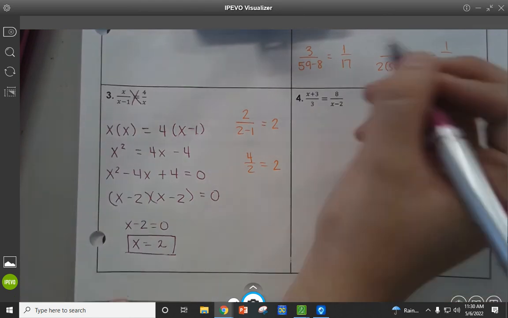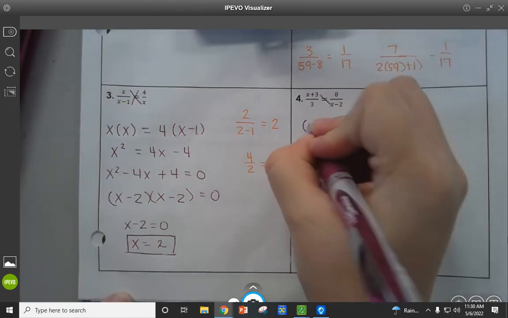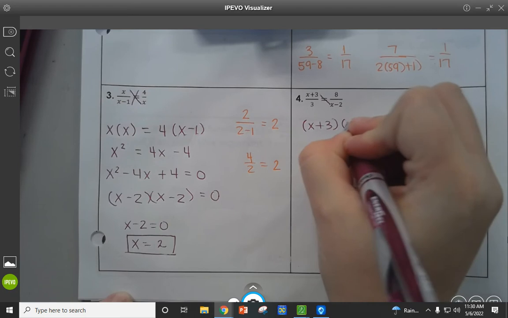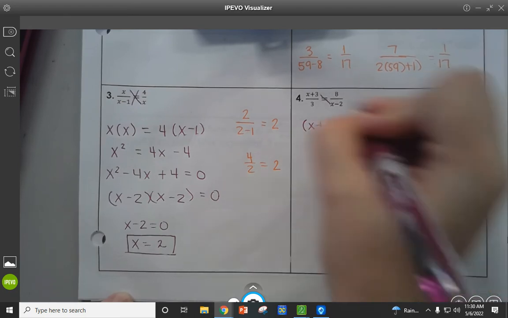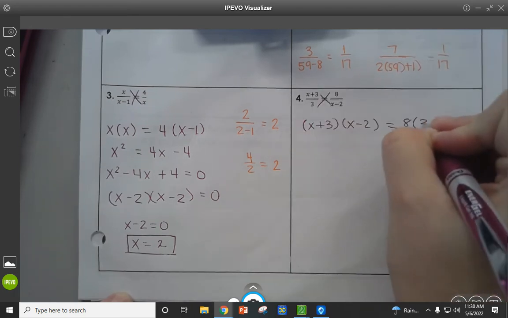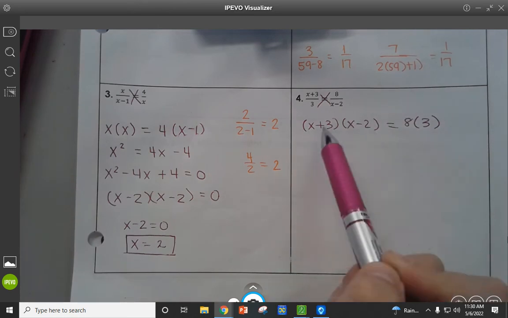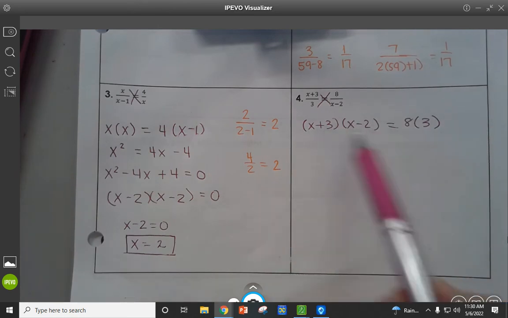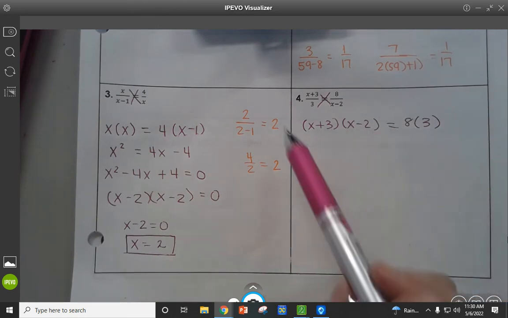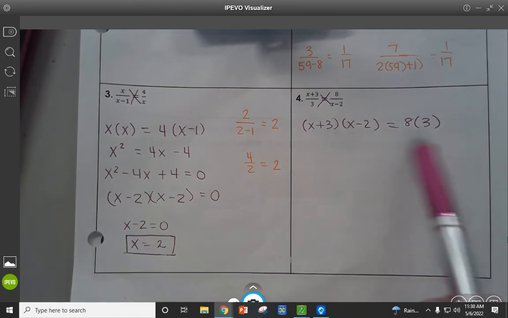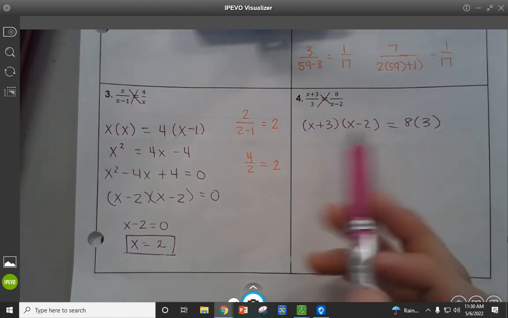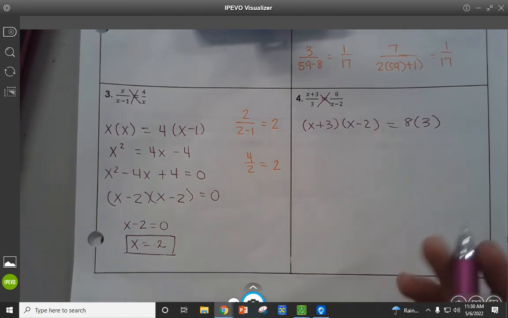And then last one, we've got x plus 3 times x minus 2 equals 8 times 3. You're going to have to multiply this out. I can't write x plus 3 equals 24. It doesn't work like that. That only works if it's set equal to 0. So we have to multiply this out.